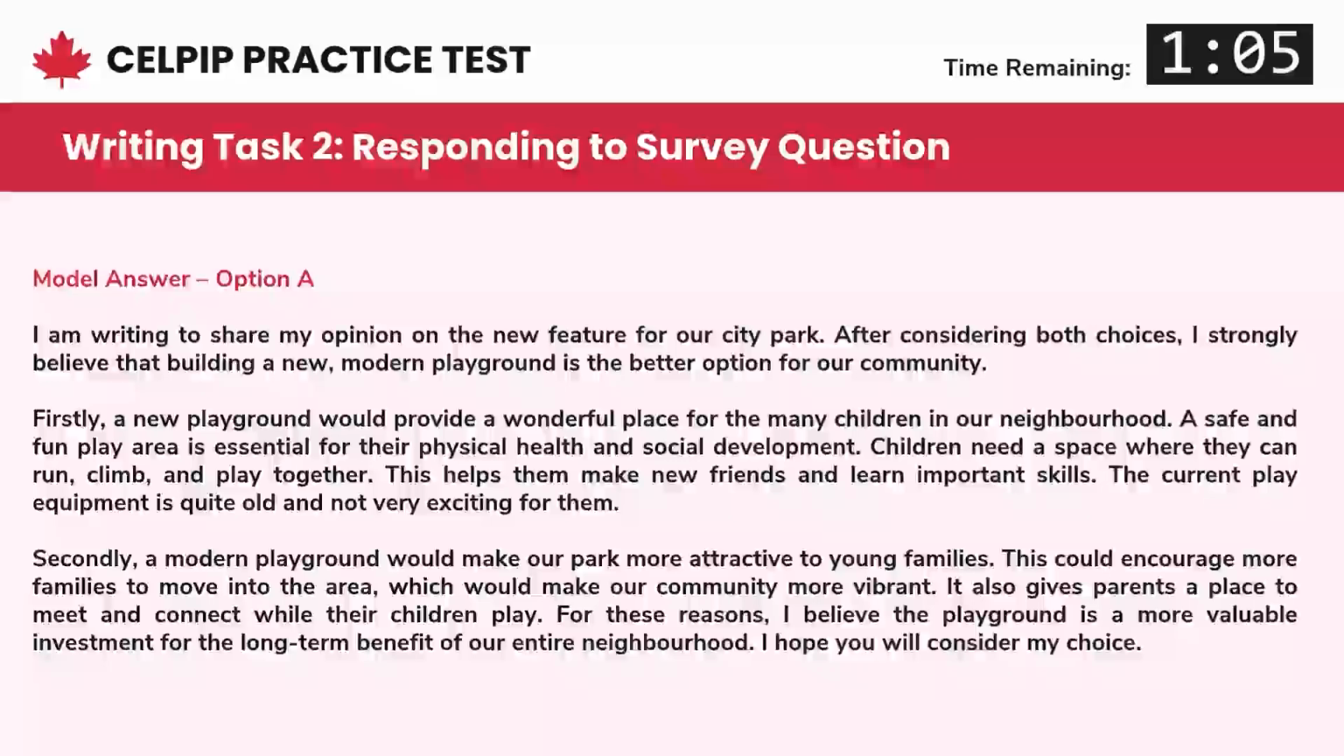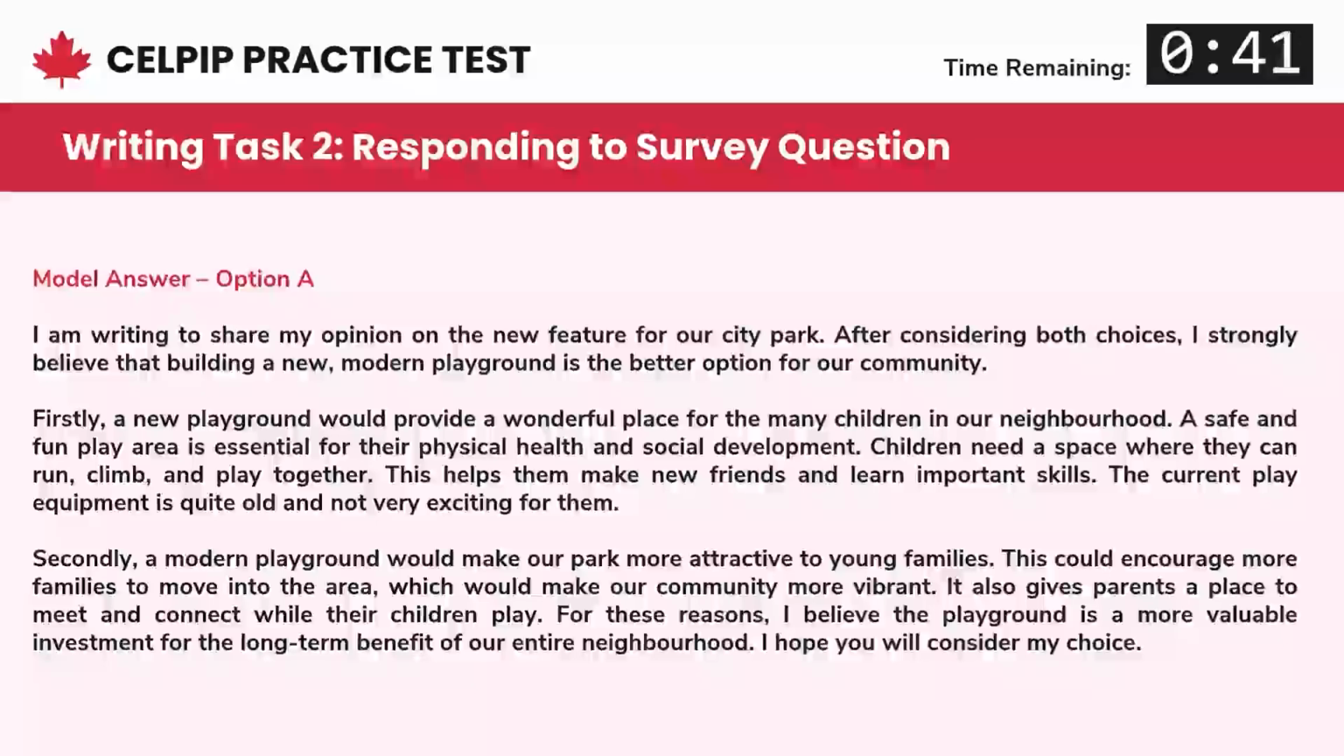This answer clearly completes the task. It begins by stating a preference for option A, the playground. It then gives two strong reasons to support this choice. The first reason is that a playground is essential for their physical health, and the second is that it will make the community more attractive to families. Each reason is explained in its own paragraph, making the response logical and easy to follow.